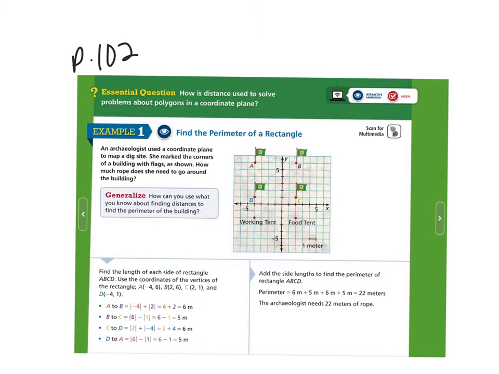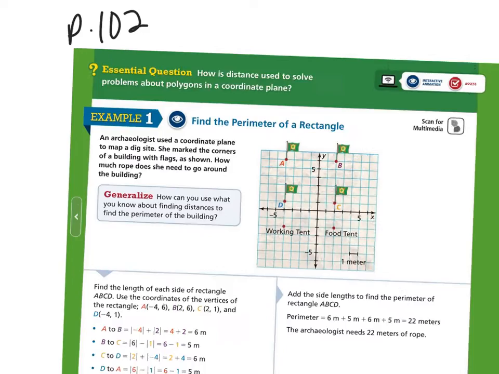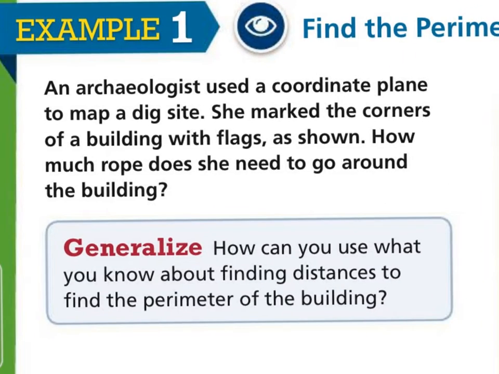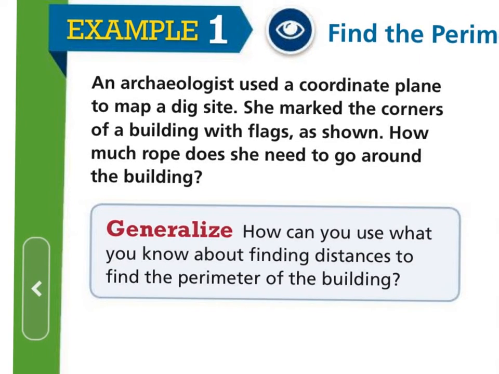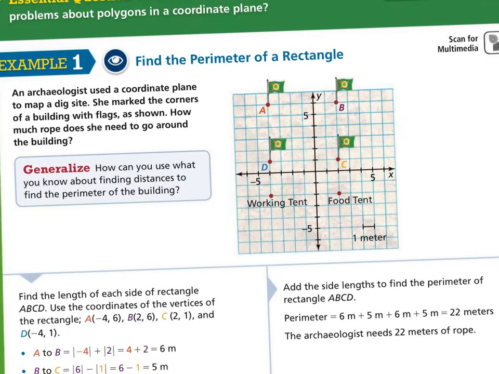Example 1, they want us to find the perimeter of this rectangle. So an archaeologist used a coordinate plane to map a dig site. She marked the corners of the building with flags as shown. How much rope does she need to go around the building? Okay, I've seen stuff with this before. Archaeologists do actually use coordinates for marking where they found things.